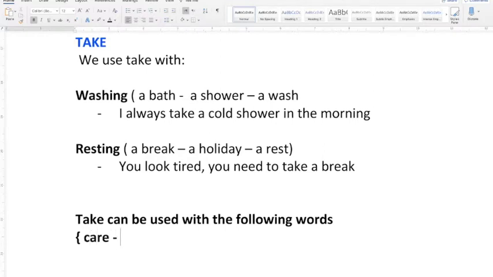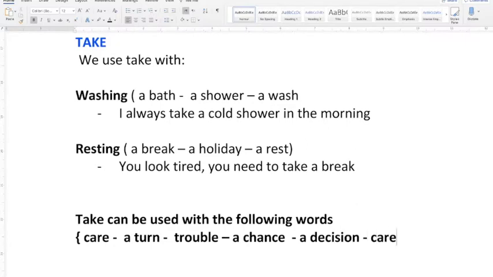Take care of yourself. I took care of you. Then you've got take a turn. This is my turn. Wait until you take your turn. Take trouble. You normally take trouble. We normally take a chance. I'm taking a chance. And sometimes please make sure you're also taking a decision. You're also taking care of someone. So I'm going to put SO, taking care of someone.